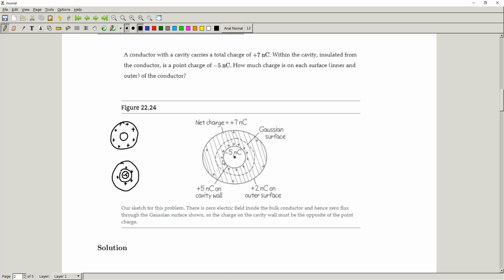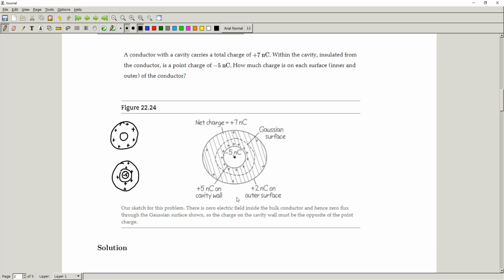We have negative 5 nanocoulombs in the cavity. We have 5 nanocoulombs building up on the inner surface. When we wrap this whole thing in our Gaussian surface, there's no net charge inside it, and so no net electric field inside the conductor. And what's left over? We still have 2 nanocoulombs on the outer surface, because they didn't need to get pulled to the inside.